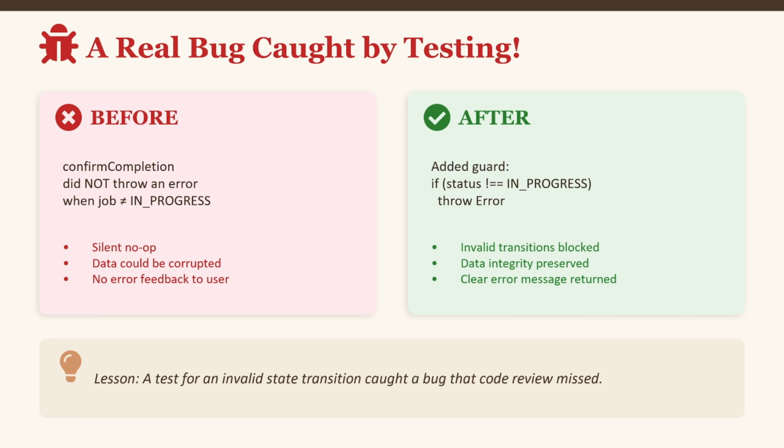So we knew something was wrong. We added a guard, and now it properly throws an error. This is honestly the best example of why testing matters. It caught something that code review completely missed.